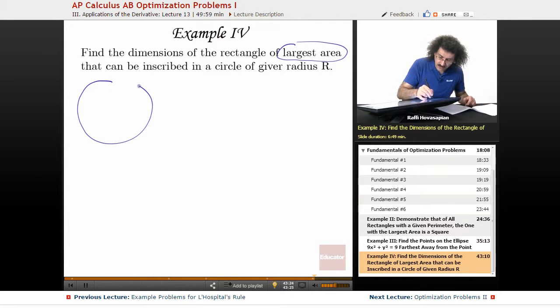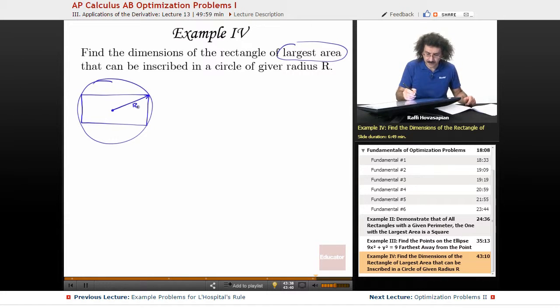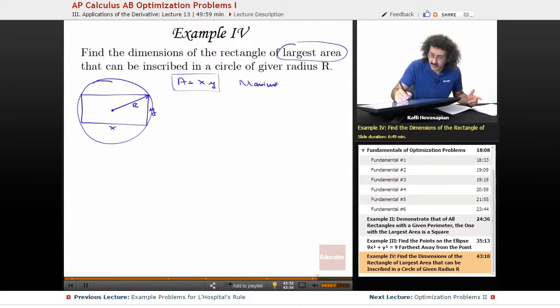So we have a circle, and then we're going to try to inscribe some random rectangle in it. Probably not going to be the best drawing in the world, sorry about that. And it tells me that the radius is r. Well, we're going to maximize area, so I'm going to call this x, and I'm going to call this side y of the rectangle. So area is equal to x times y. So we have our general equation. We want to maximize this.